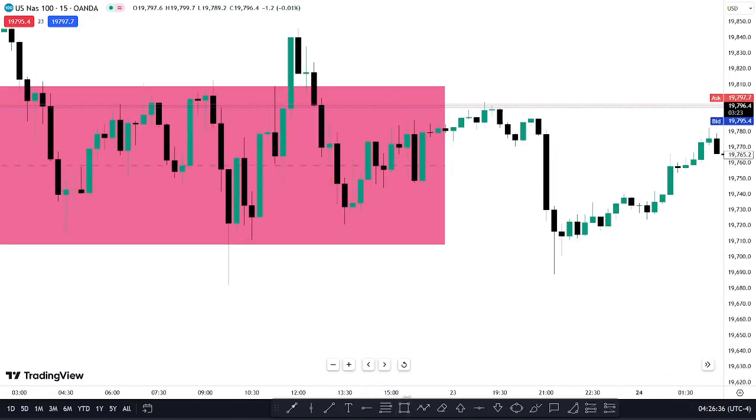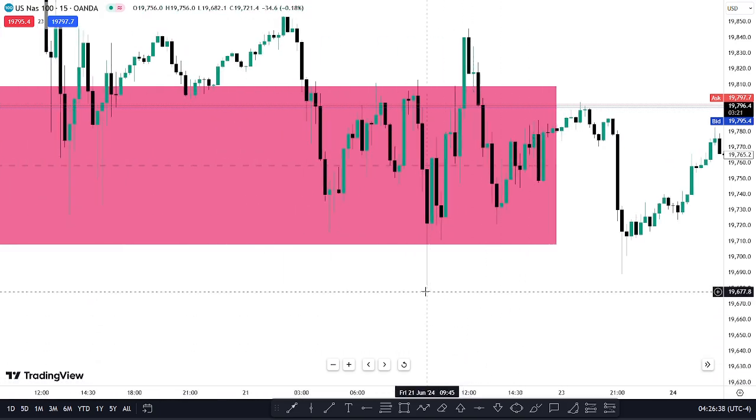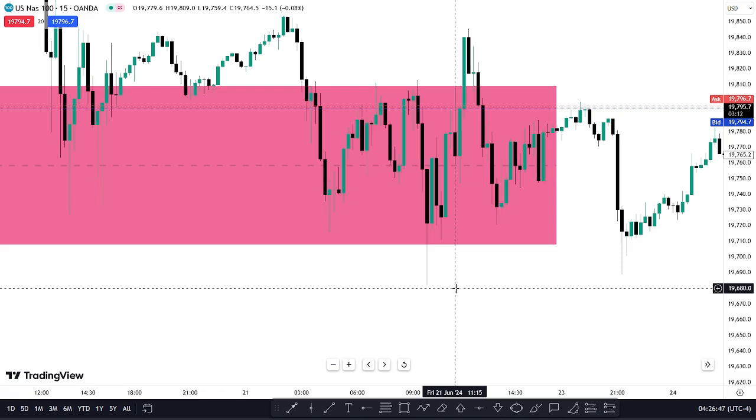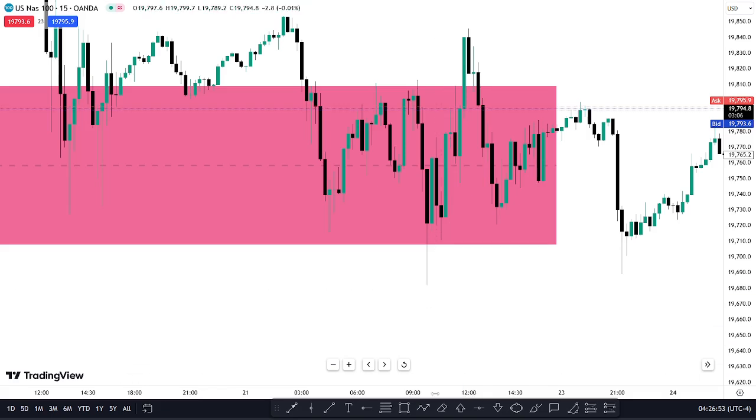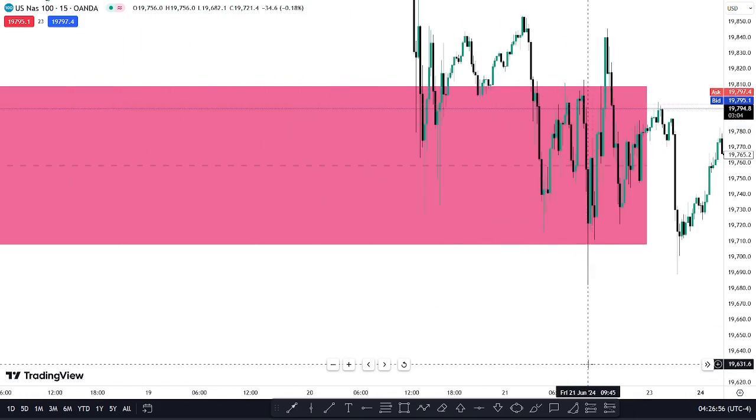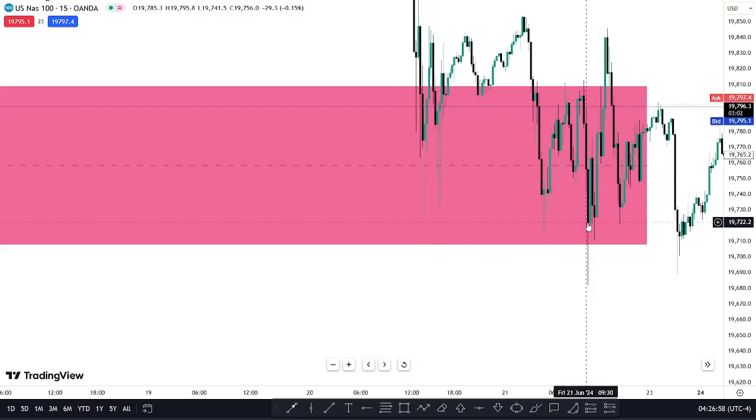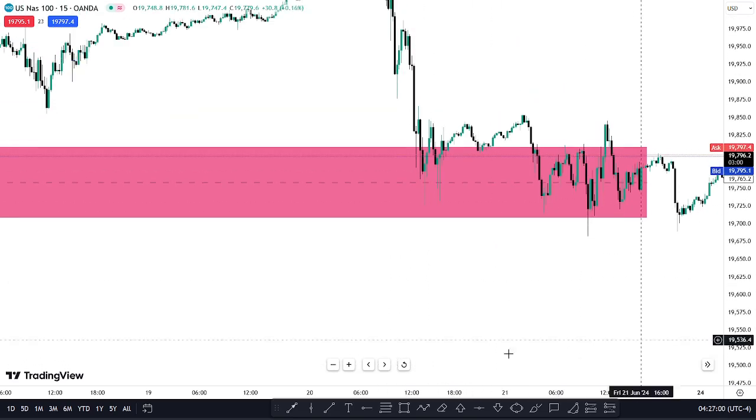So this is what happened. So I waited for this, and I guess I had this. What did I have here? This 15 minute has occurred. Okay, it took the liquidity right here.